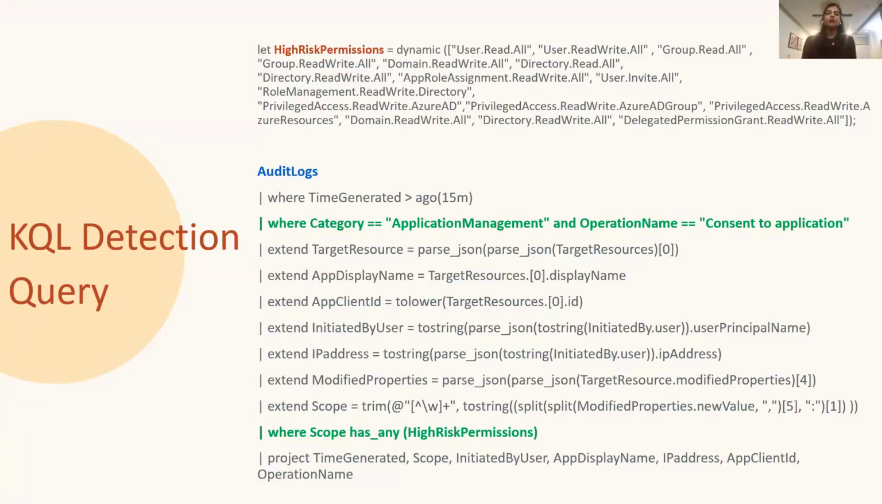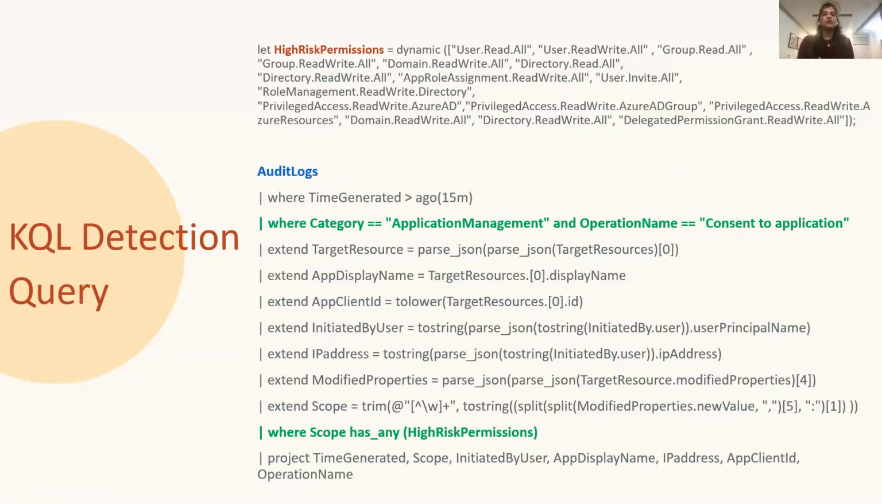So we then check for the event type consent to application. This event type is generated whenever a user grants a permission to an application. And the next few steps in the detection query extract some important fields like application name, application ID, username, and the IP address of who granted permission to the application.